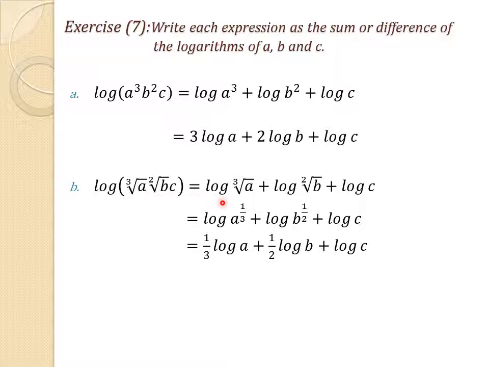It's going to be logarithm cubic root of a plus logarithm square root of b plus log c, and this is going to be power 1/2, this is going to be power 1/3, and then they will be multiplied by the logarithms. It is 1/3 log a plus 1/2 log b plus log c.